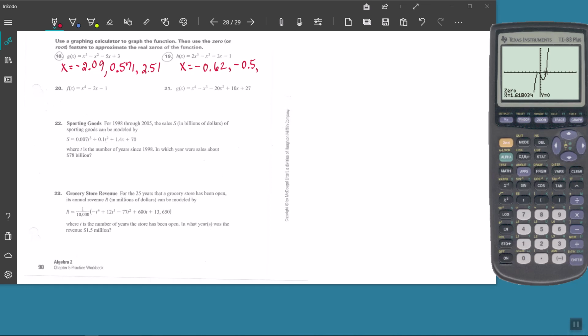All right, and that's it for those. Just don't forget to write those zeros down once you've calculated it. Otherwise, you've got to go back through and do the trace function again. And so just make sure you write each down as you get those calculated.